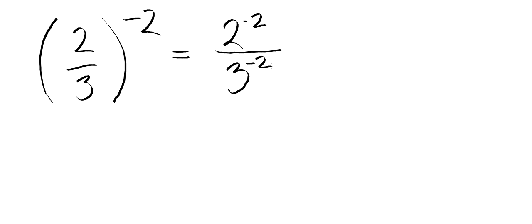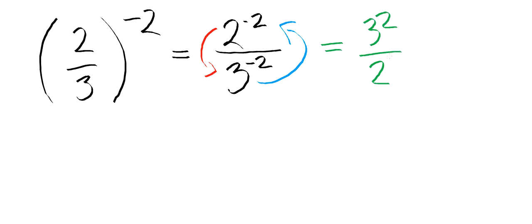Now, because the negative sign tells me that my base is in the wrong spot, I've got to take my 2 and move it to the denominator. And I've got to take my 3 and move it to the numerator. So what I'm really doing here is taking the reciprocal of my fraction. So that is the same thing as 3 squared over 2 squared. That is 9 over 4. Okay.